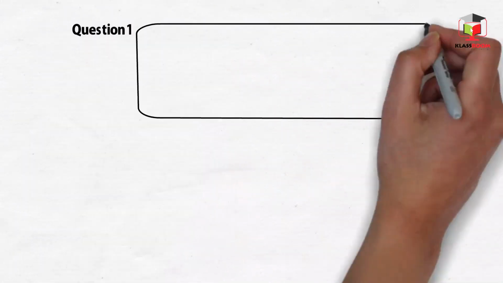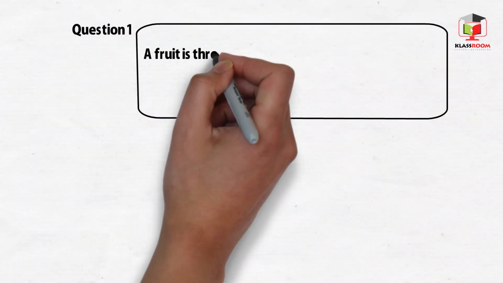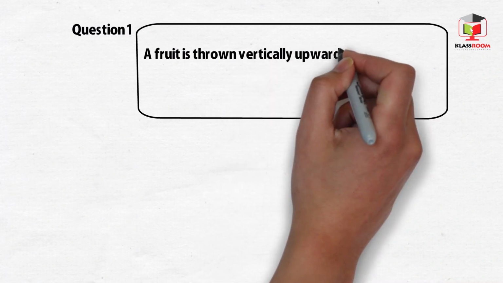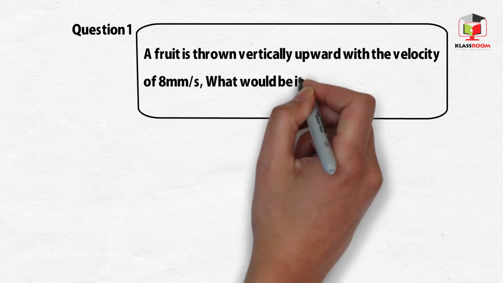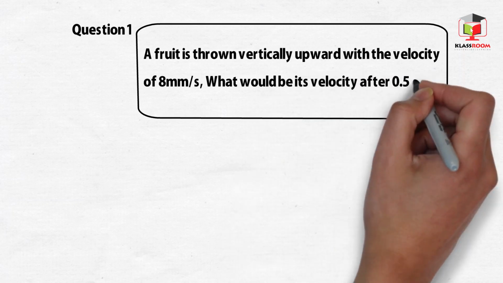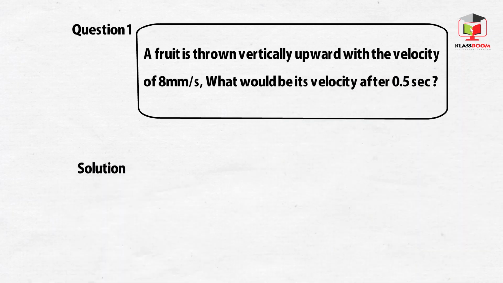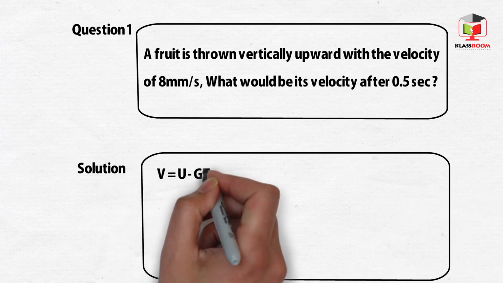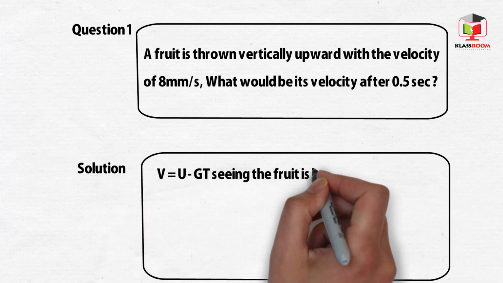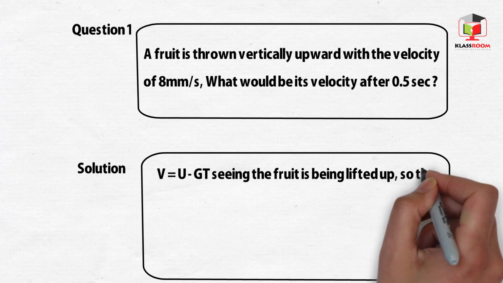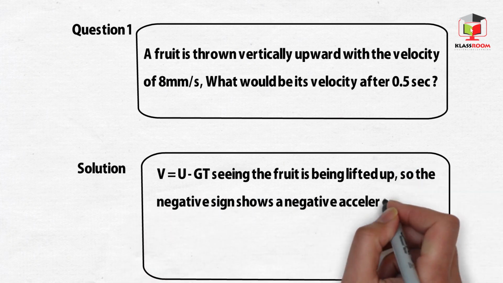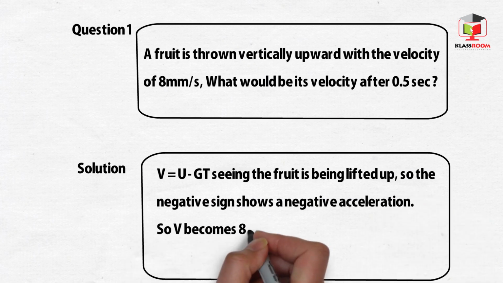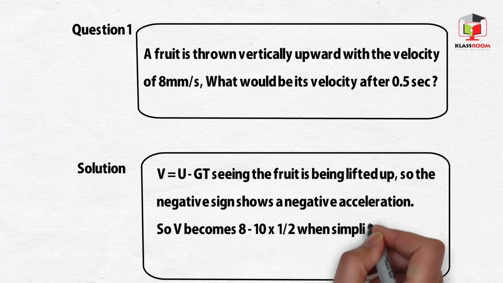Question 1. A fruit is thrown vertically upward with a velocity of 8 meters per second. What will be its velocity after 0.5 seconds? Solution: v equals u minus gt. Seeing the fruit is being lifted up, so the negative sign shows a negative acceleration. So v becomes 8 minus 10 times half. When simplified, we have 3 meters per second.